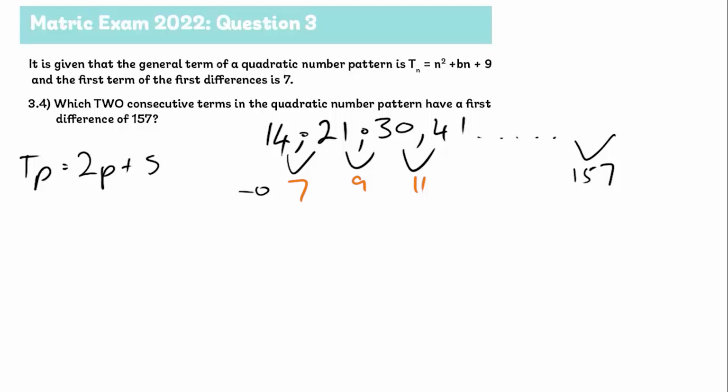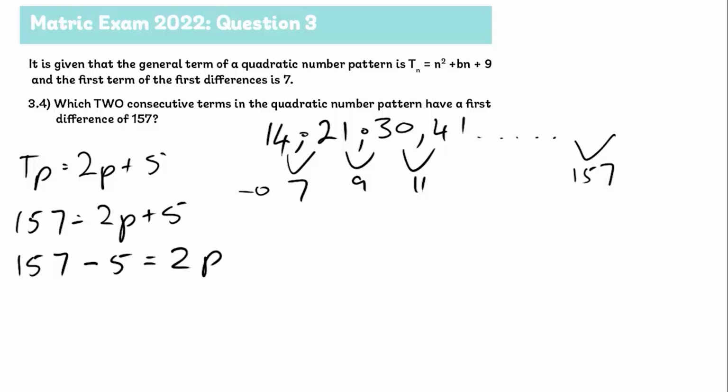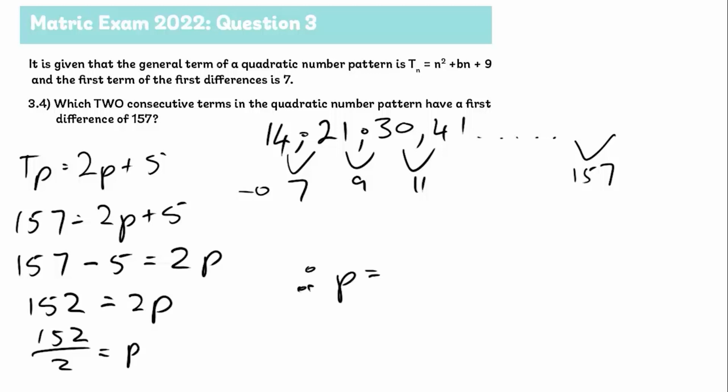We also learned in question 3.3 that the general term for the first difference was TP equal to 2P plus 5. What we have to do is just substitute 157 equal to 2P plus 5, and all we have to do is work out what P is. That's 157 minus 5 equal to 2P. 157 minus 5 equals 152 equal to 2P. And then it's 152 over 2 equal to P. Therefore, P is equal to 76.